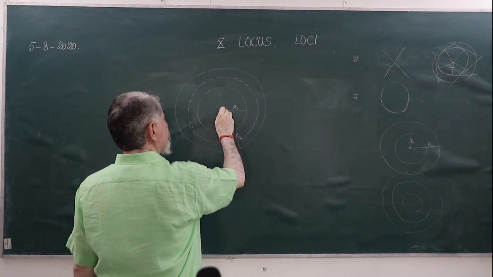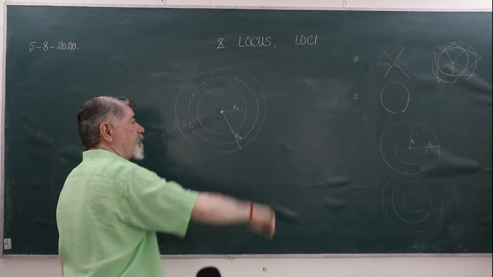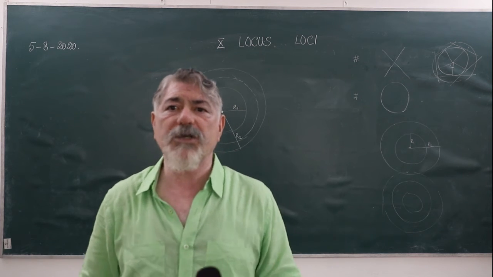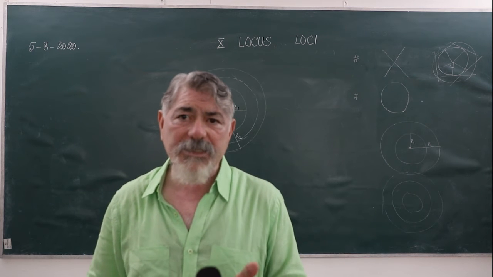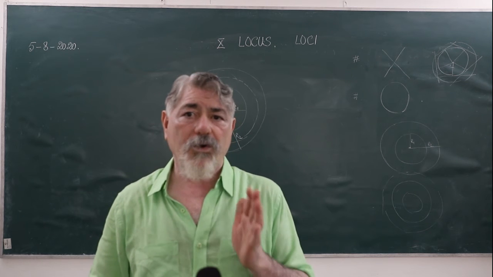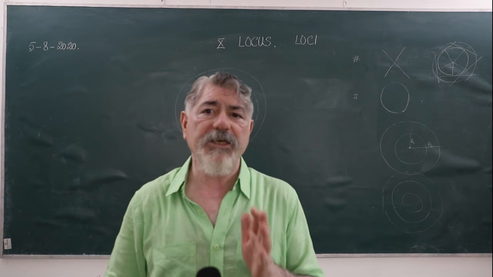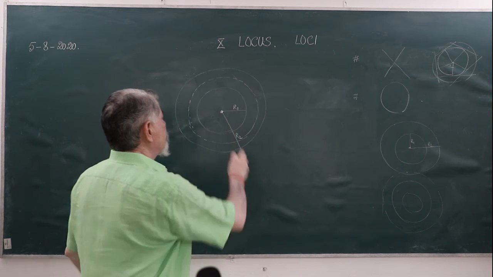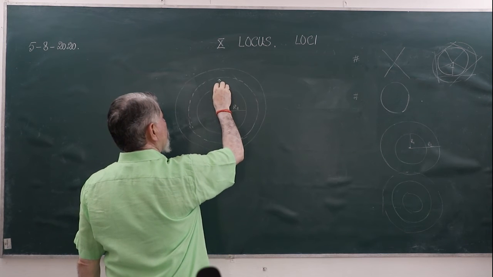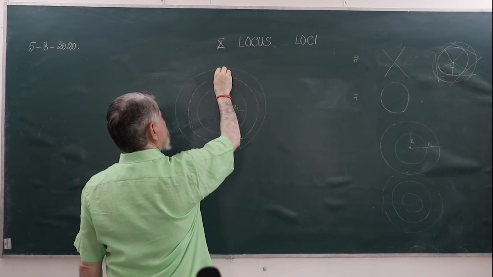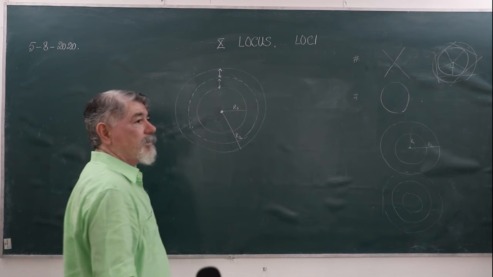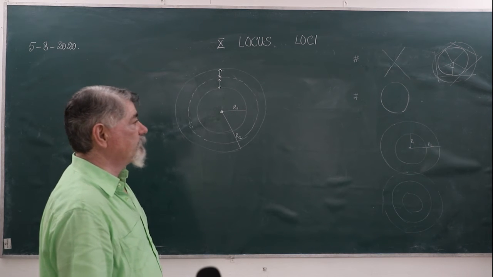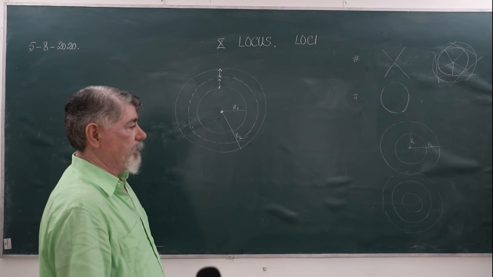with the same center. The circle which I have drawn with the dotted line is a concentric circle, the locus of a point which is equidistant from these two concentric circles. This distance and this distance will be same.